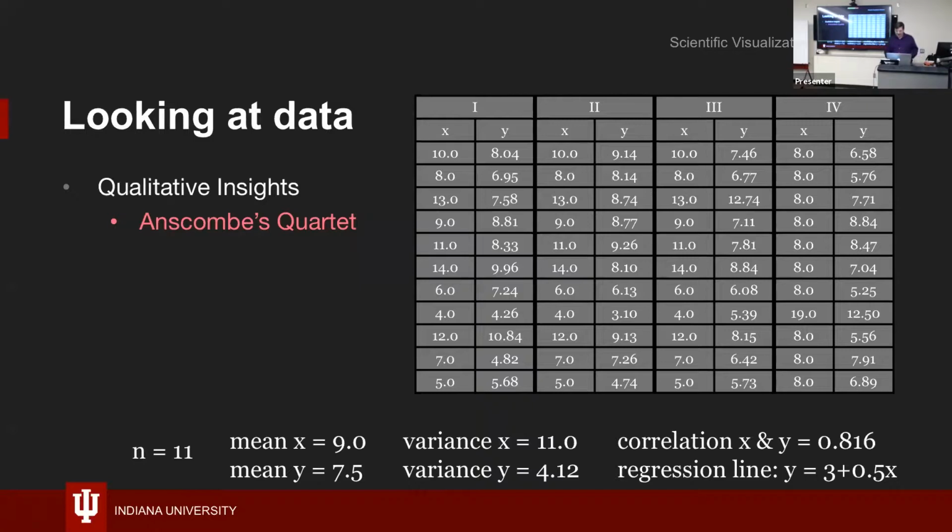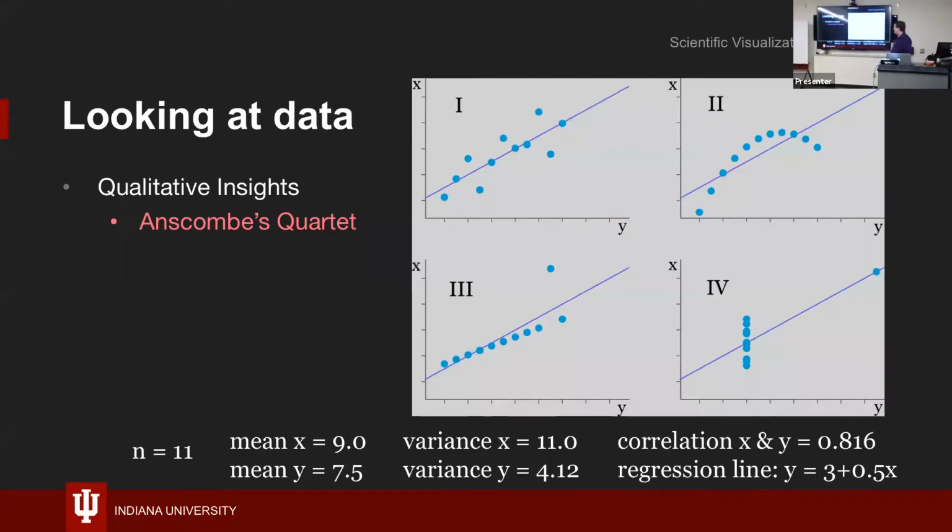And so if we look at that line as compared to the actual plot of those numbers, we see that there's quite a variance in what those numbers actually are, right? So the first one is kind of noisy, but it kind of follows our regression line. The second one clearly is not a line at all. It's more of a parabola, an incomplete parabola, but it creates this same regression line.